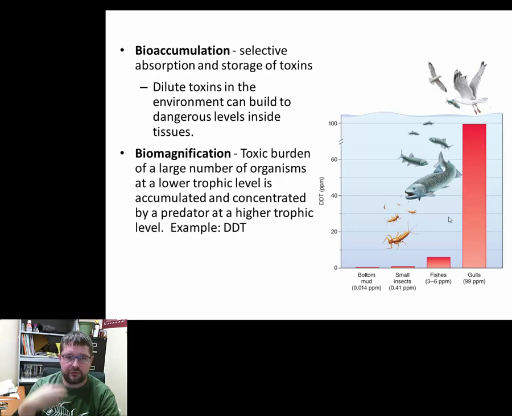So bioaccumulation is toxins accumulating in the tissue. Biomagnification is normally when those toxins accumulate and become a burden, more toxic to the individual as you move up trophic levels. And so you can get accumulation and biomagnification working together, like DDT, where you accumulate these concentrations, and eventually over time the toxicity builds up and then it becomes toxic.